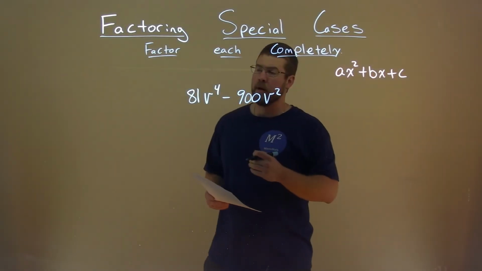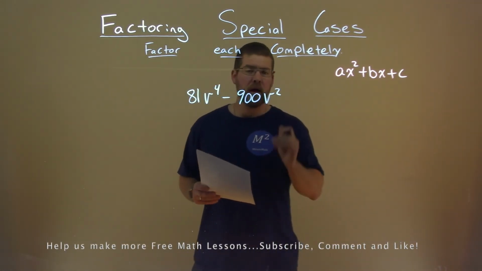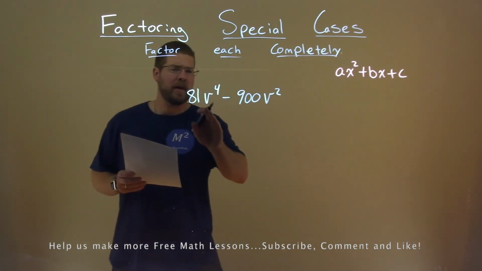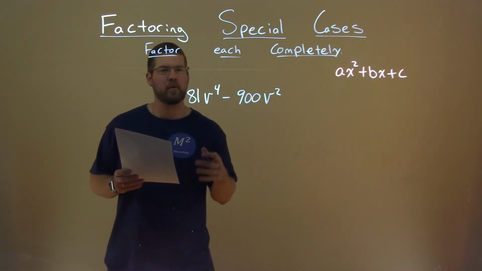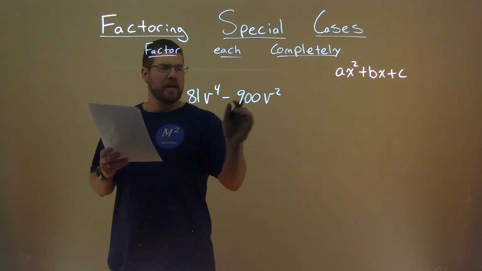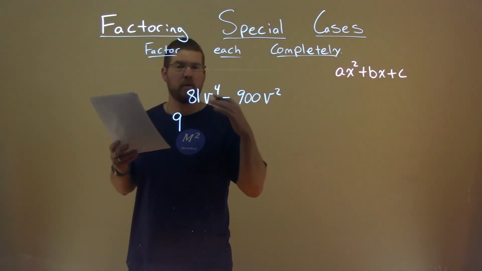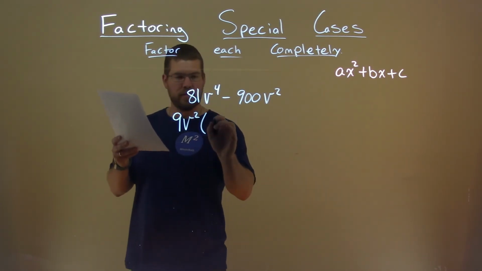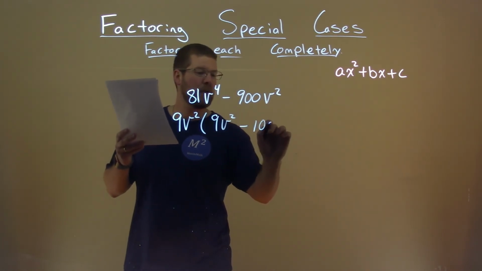We're given this problem right here. 81b to the fourth power minus 900b squared, and we want to factor this completely. First thing I notice is that I can simplify this a little bit right off the bat without factoring. I can pull out, well, a common factor, so it is factoring in a way. 81 and 900 both have 9 in it. b to the fourth power and b squared both have b squared in it. So if I pull that out, I'm left with a 9b squared minus 100.